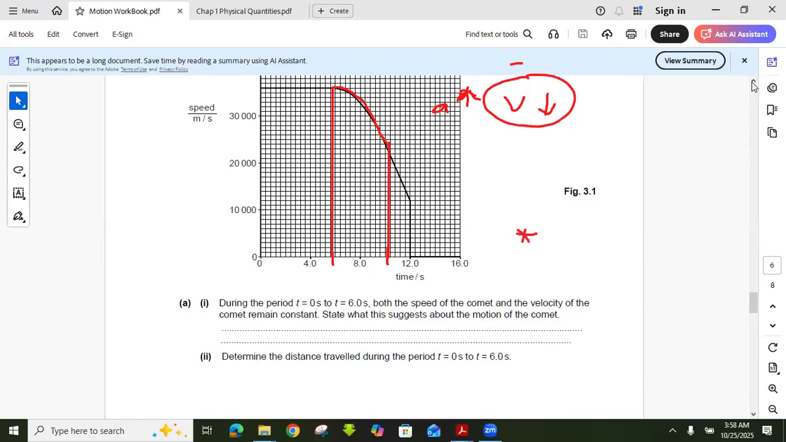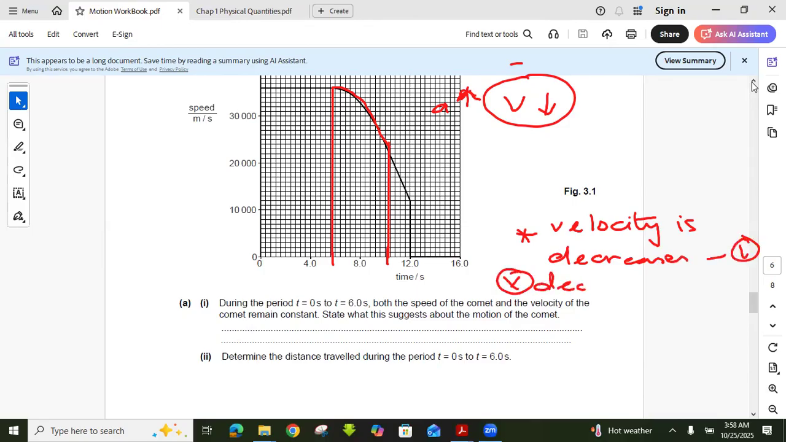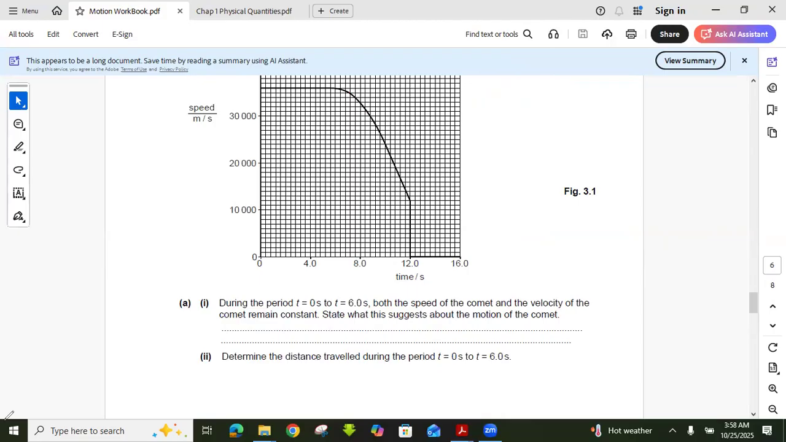So number one, we have to write the point that velocity decreases. 1 mark. And we have deceleration. Okay, so this is a 2 mark question. Both key terms are mentioned here.